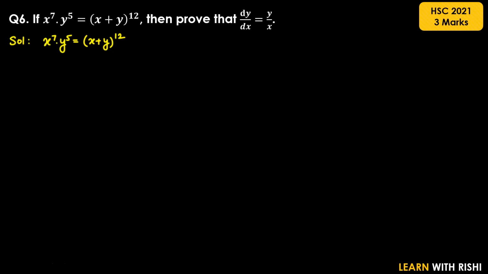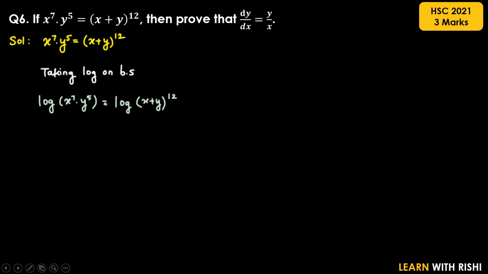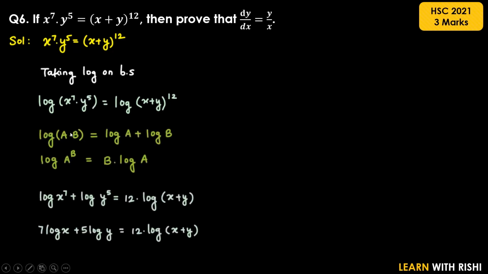then we solve it by logarithmic differentiation. So here we can apply log on both sides. So taking log on both sides, we will get log of x raised to 7 into y raised to 5 is equal to log of (x plus y) the whole raised to 12. Now we'll apply the properties of log. Log of a into b is nothing but log a plus log b, and log of a raised to b is b into log a.